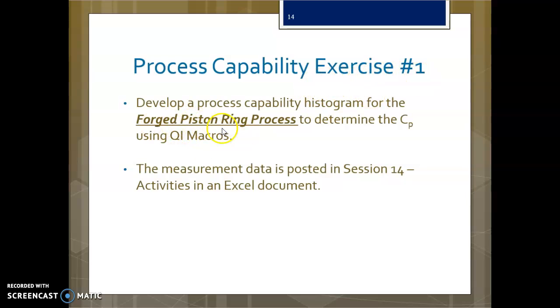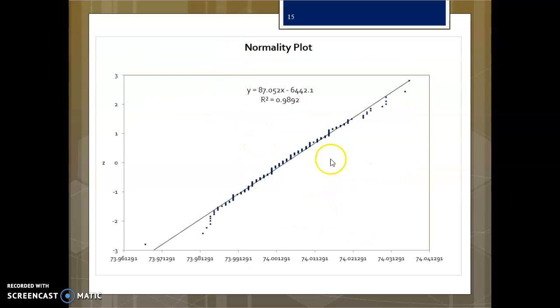All right, now there's capability exercise number 1. It's the forged piston ring process. If you go into your D2L, you'll see under there exercise 1. And in that Excel book are 3 tabs. There's the forged piston ring and then the other 2 tabs, and we're going to get to them. So you're going to run the data. I want you to run it, and then you're going to get this information. This is what it looks like.